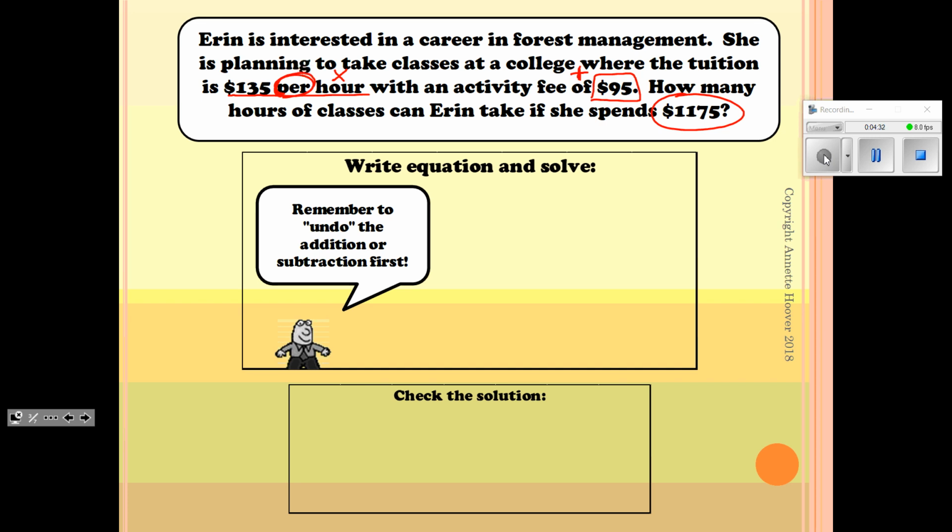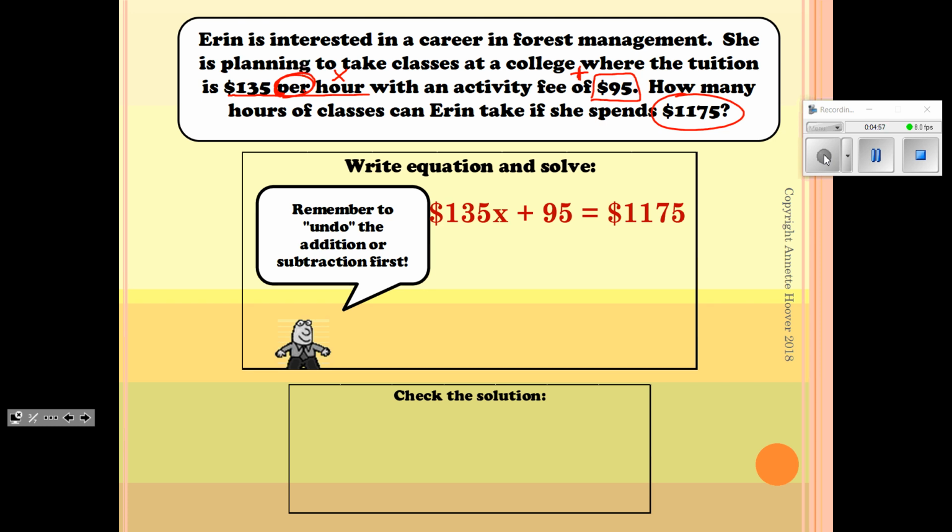$135 per hour plus a one-time activity fee of $95, and she's going to spend $1,175. So we have the 135 times x, that represents the number of hours, that's what x represents, plus our one-time fee of $95, and the total is $1,175.